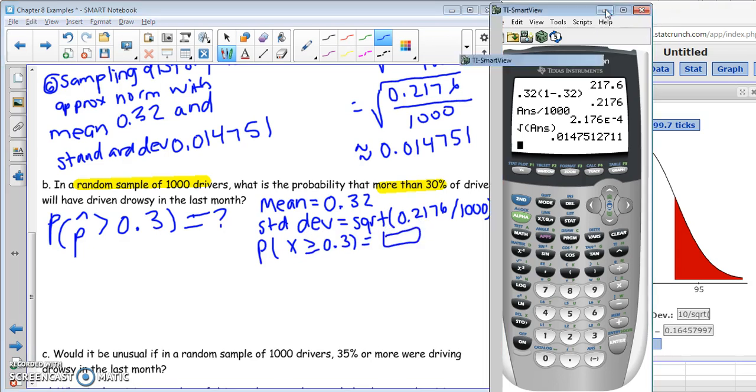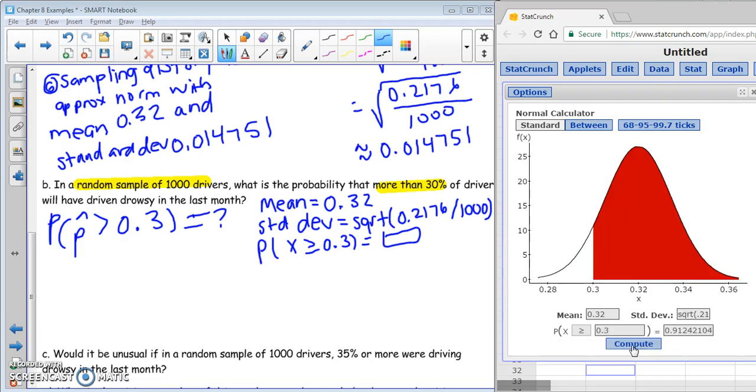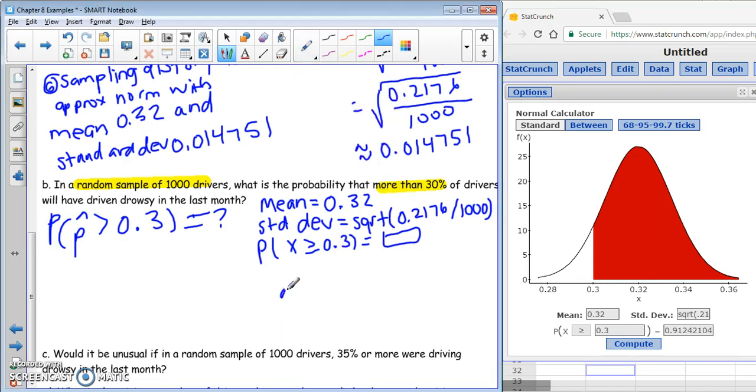So let's pull all of that over. So our mean here is 0.32. And then for our standard deviation here, we're going to type in SQRT for square root, parenthesis, and then what's underneath our square root. So 0.2176 divided by 1,000, and then close my parenthesis, and then x is greater than or equal to 0.3, and compute. So we're looking at about 0.9124 here.